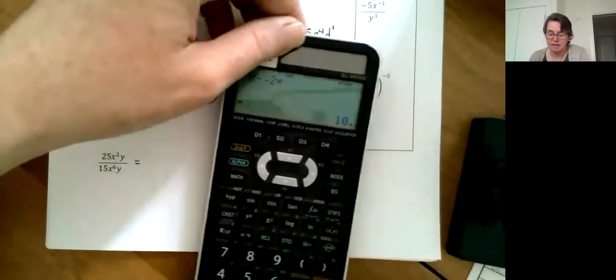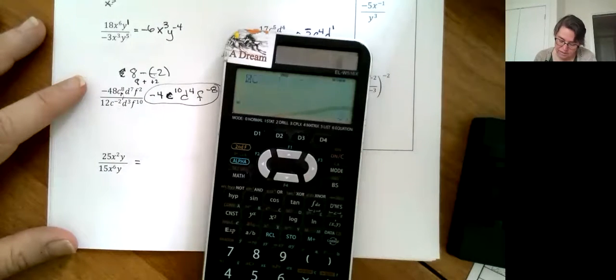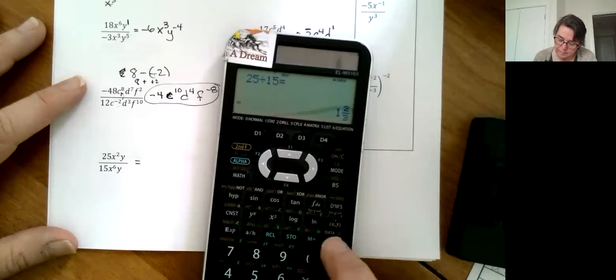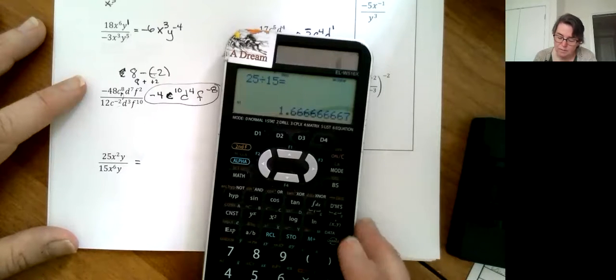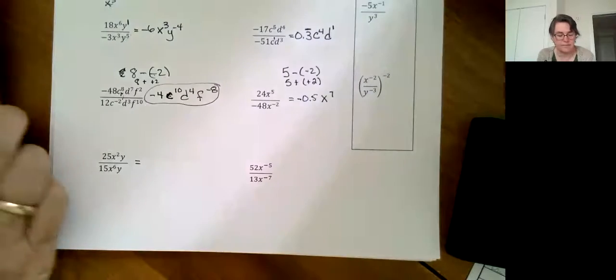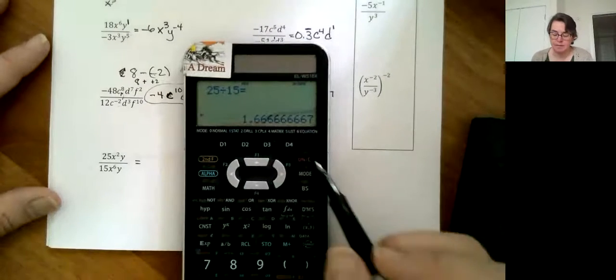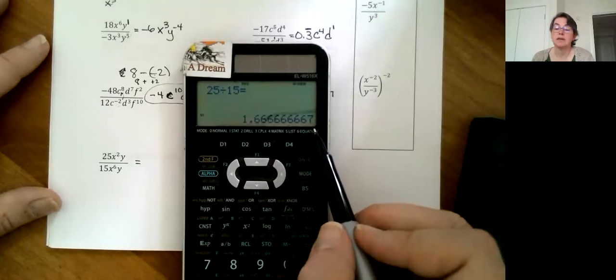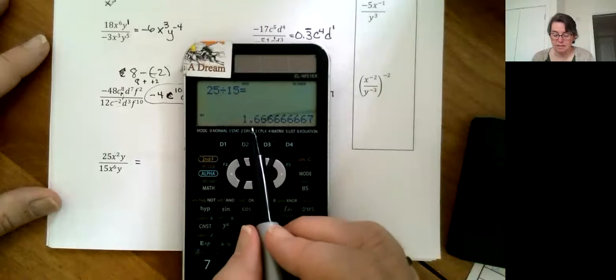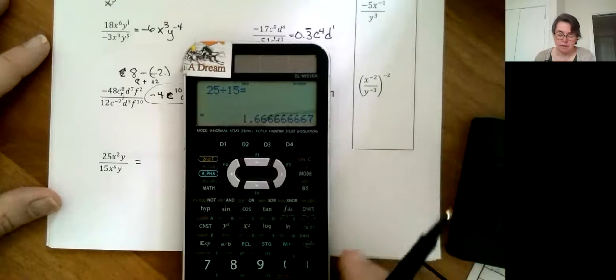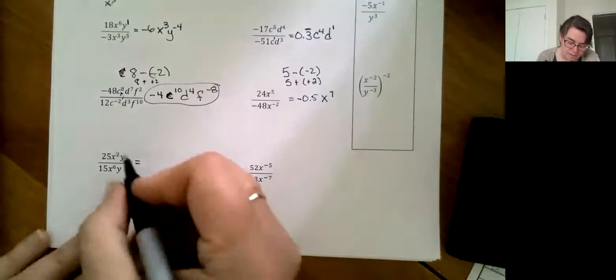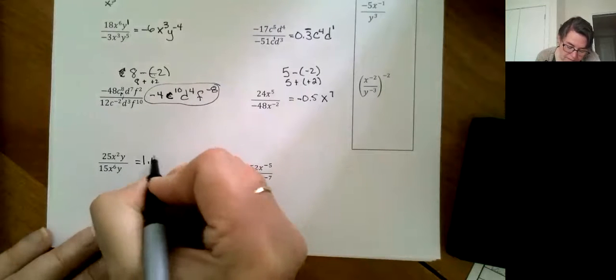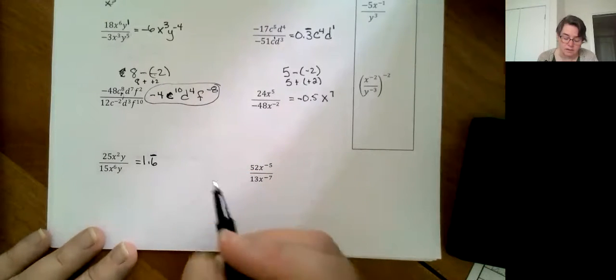25 divided by 15. I know it's not an even number. Let's see. 25, 15. Oh, 1.6 repeating. Okay, but wait, it changes to a 7 at the end. Yes, that's because my calculator did the rounding, but this is indeed 1.6 repeating. Now you just put that repeating bar. 1.6, just like that. See, not hard.